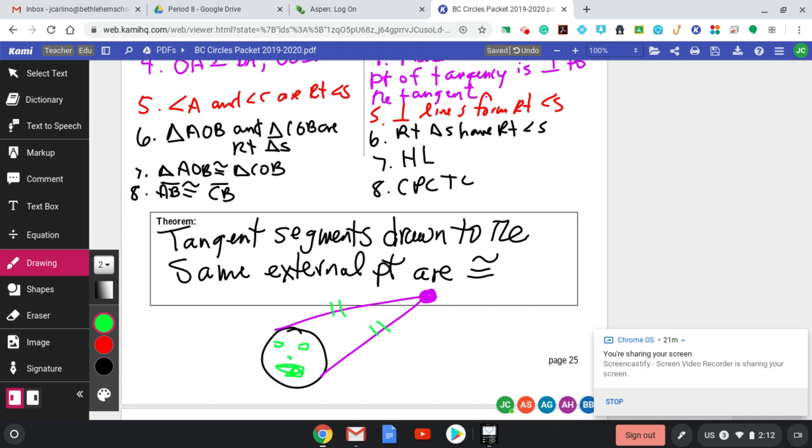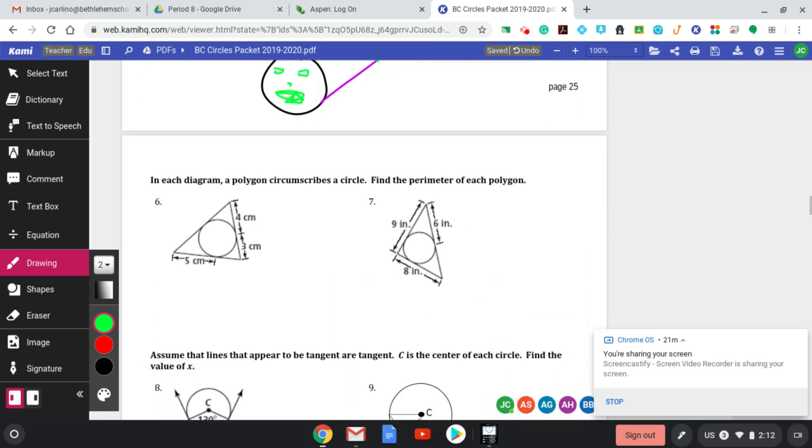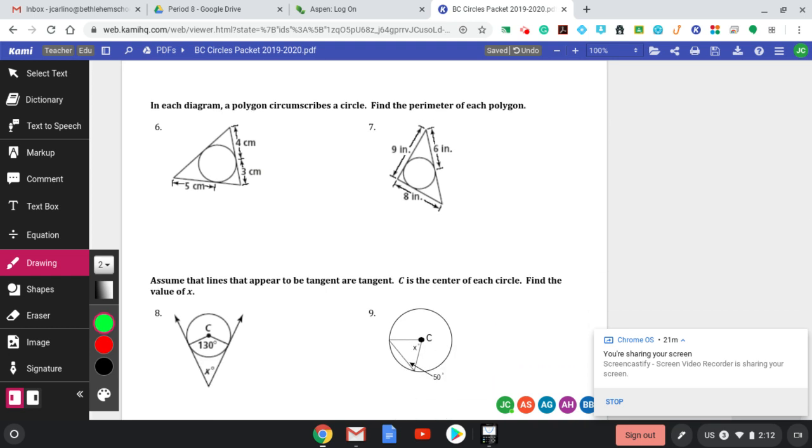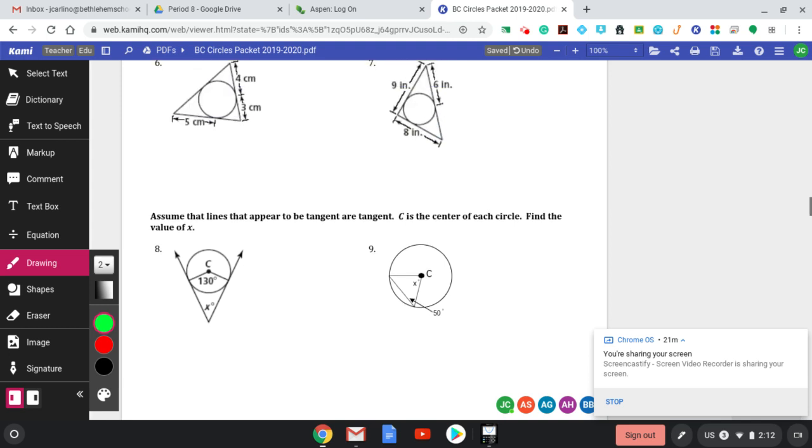Party hat theorem. But you have to write this in the reasons column. You can't write party hat theorem, even though that would be nice, right? All right, let's use that party hat theorem right now. I have a polygon that's circumscribed, which means it's on the outside of the circle. Find the perimeter. So add up everything we can right now.